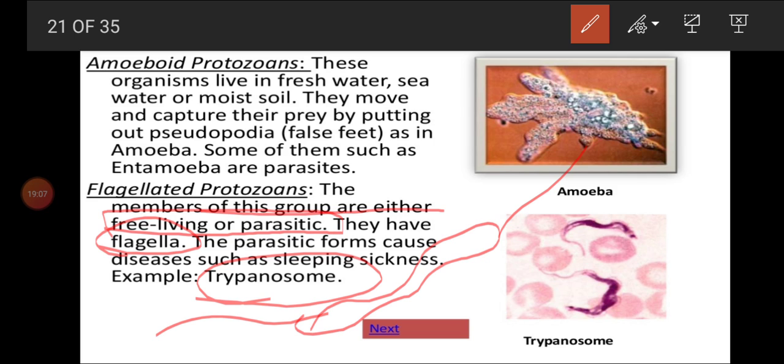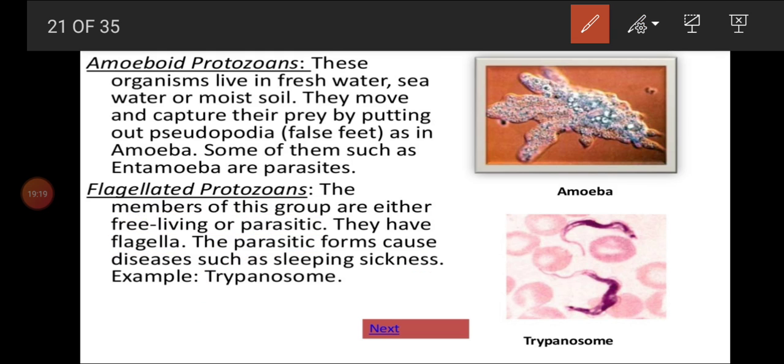It will be in the human intestine also. And for human beings, it causes sleeping sickness. So sleeping sickness is a disease, children. And what do you mean by sleeping sickness? A person will continue his sleep forever. So that is why we call it sleeping sickness.